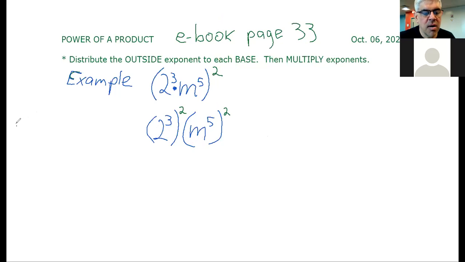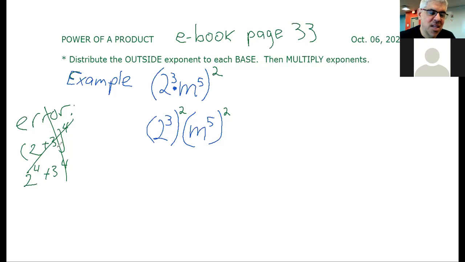Common error. Common error is (2 plus 3) to the fourth power, and then we say 2 to the fourth plus 3 to the fourth. No. I'm going to erase that. I just wanted you to see the error. If there's a plus sign, we cannot distribute the exponent.